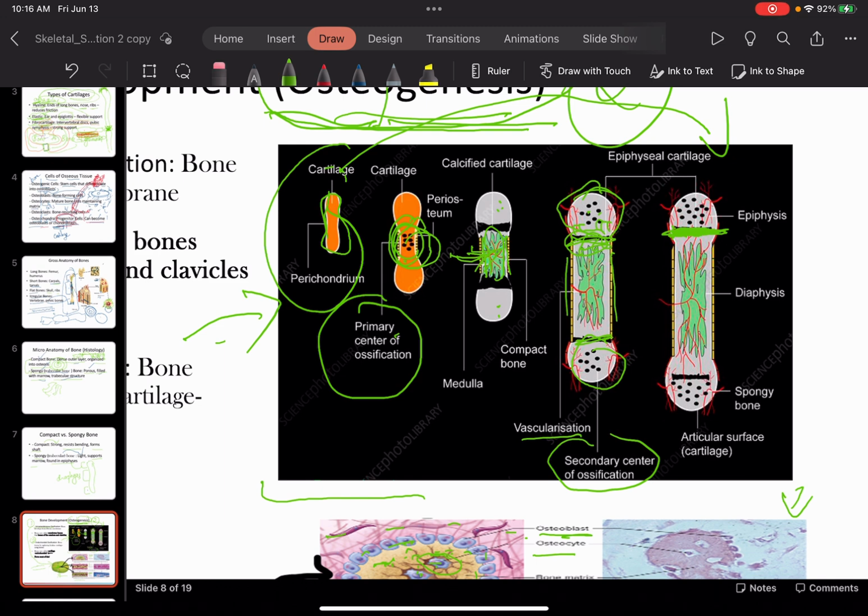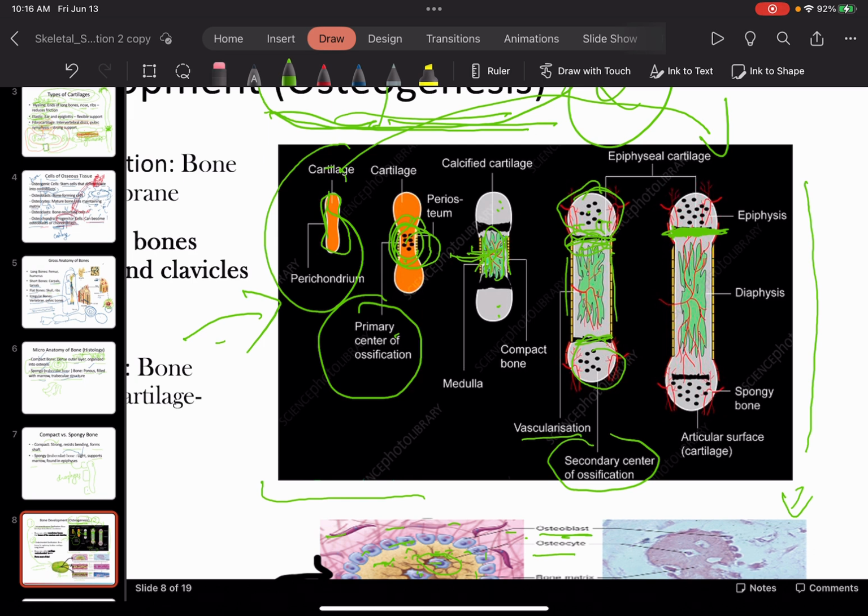continues until around 21 for males and around 18 for females. During that period, if you have enough calcium and nutrients, these long bones can be lengthened, and your height is determined by that. Nutrients are very important, but the main thing is genetics. Your parents' height determines your height.